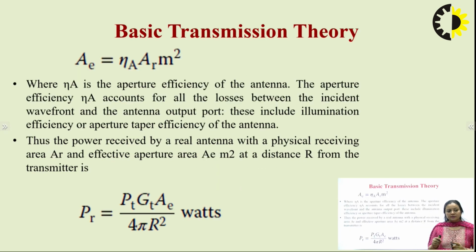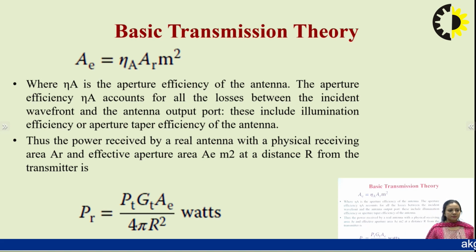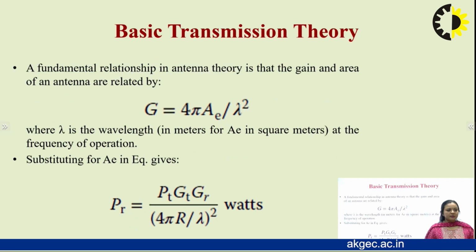So we can write the received power as the flux density multiplied with the effective area. The flux density was PTGT by 4 pi r square, multiplied with the effective area. And this effective area depends on the efficiency multiplied with the total area. So this is PTGT AE by 4 pi r square.